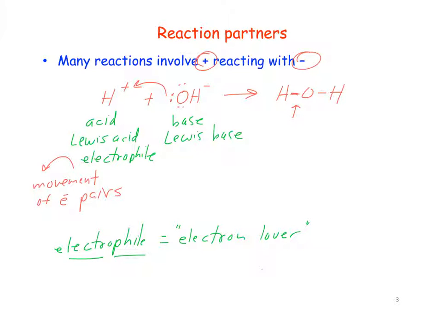And where's the positive part of an atom? The positive part is in the nucleus. So this is called the nucleophile. This means a nucleus lover. So electron lovers and nucleus lovers come together to do a chemical reaction.